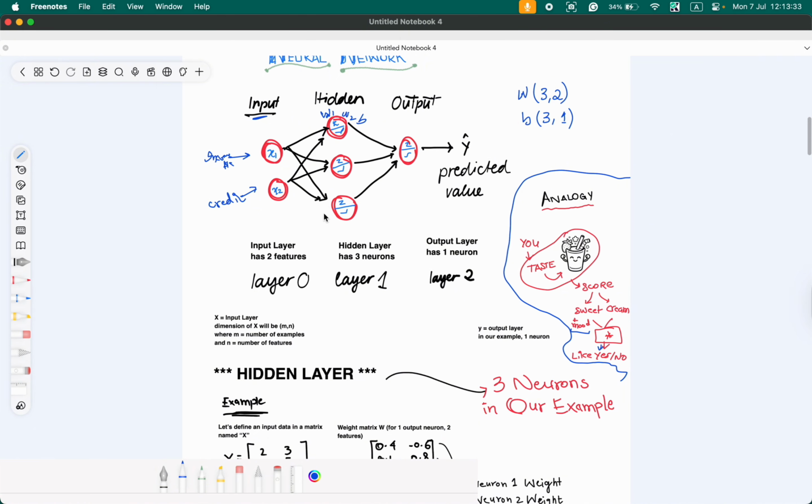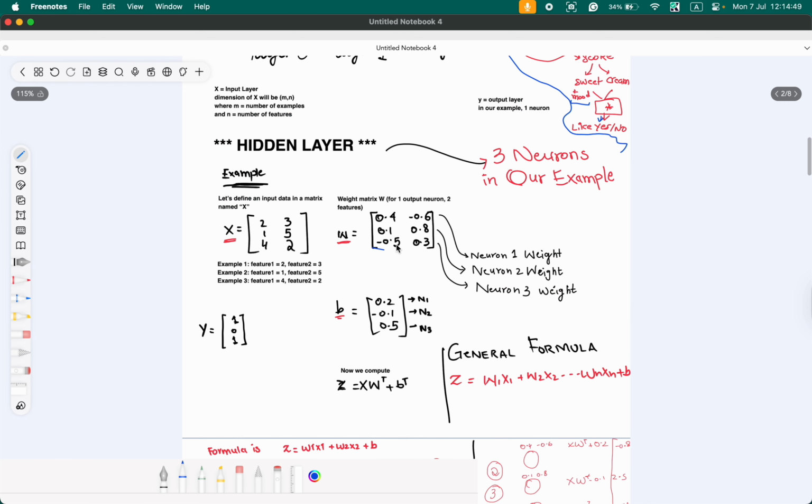Let me quickly introduce the maths dimensions, because this is very important to understand the dimensions of different matrices. We will take the input. It's very important to learn the maths dimensions because there are 3 neurons in the next layer and each looks at the 2 inputs. The bias vector is 3, 1, 1 bias for each hidden neuron.